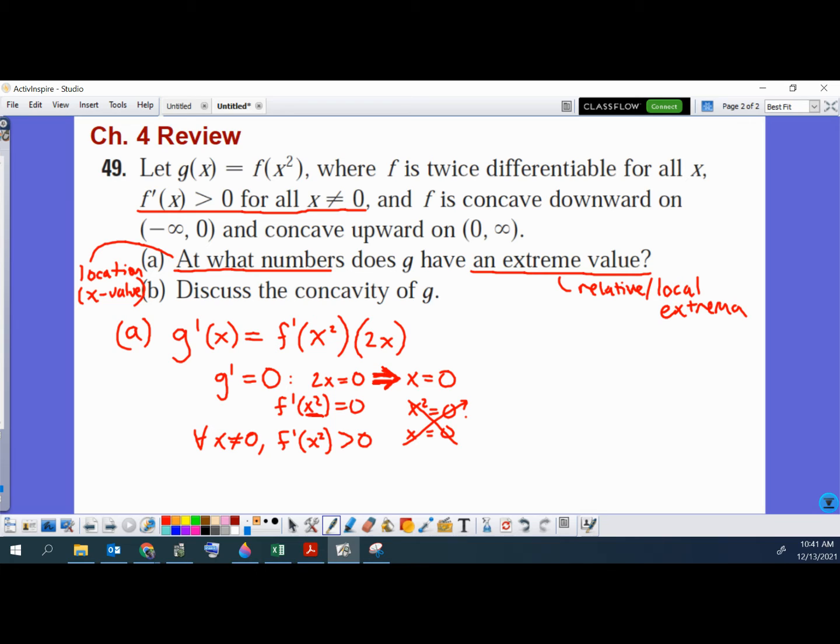You can also consider places where G prime does not exist, right? You want to think about that. G prime of X does not exist. And I already know the answer to this. They tell us F is twice differentiable for all X. G is F of X squared. X squared is infinitely differentiable, right? It's a polynomial function. It's a power function with a positive integer power. So it's definitely infinitely differentiable, right? That second derivative will be 2, and then after that, the derivatives are all 0, but they do exist.